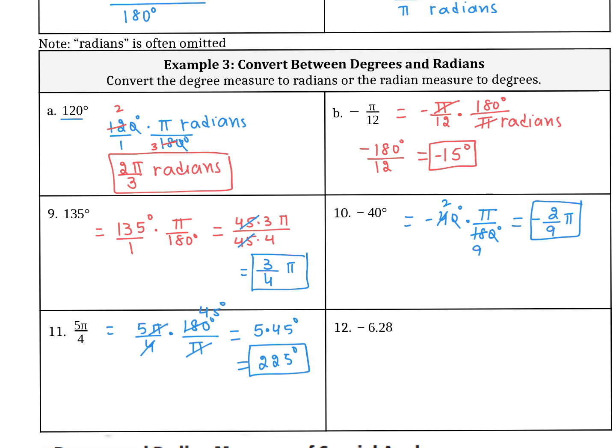Okay, 12 is a special kind. It's not a degree, it's not a radian. So to make it into a degree, you're going to multiply it by 180 divided by pi. When you solve this, you're going to get negative 359.8 degrees.